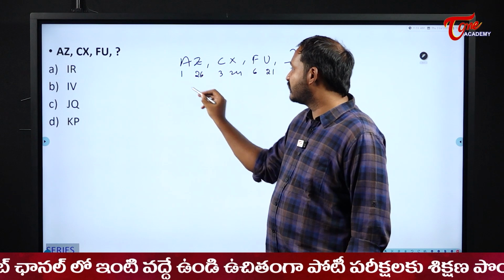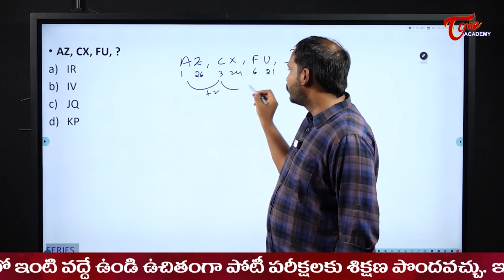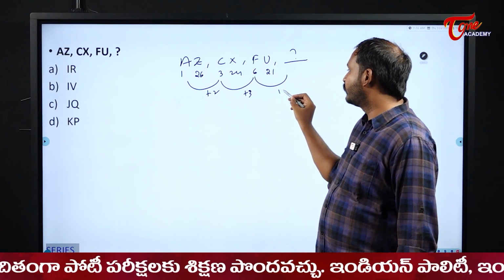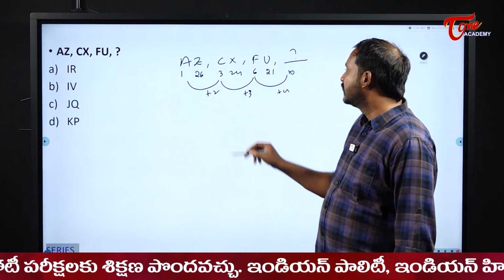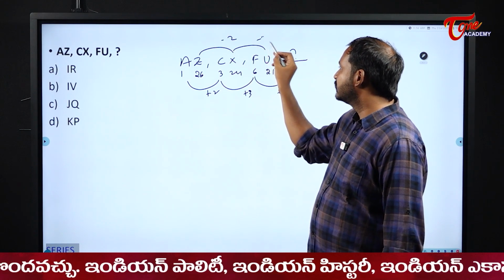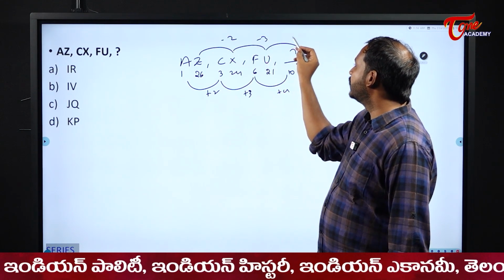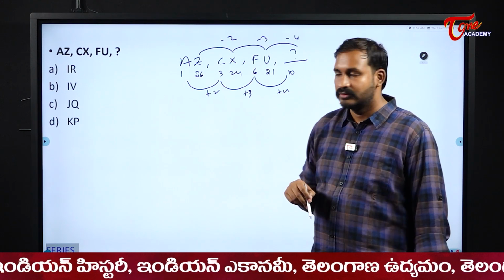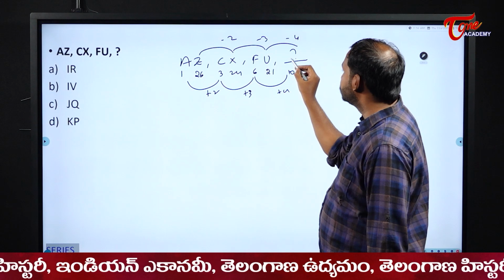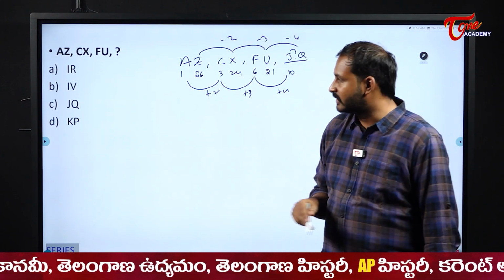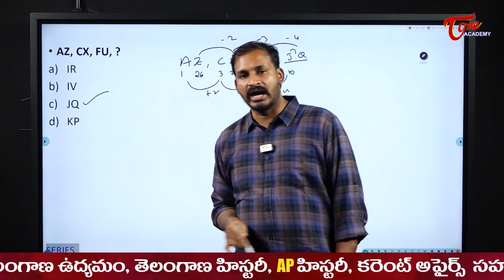Now what is the logic in the first one? Plus 2, plus 3. Next it should be what, students? Plus 4. That means what? 10. Next, minus 2, minus 3. Next it should be what? Minus 4. So what happens to this one? JQ. Jack and Queen. So like that also you can mark your answer here.